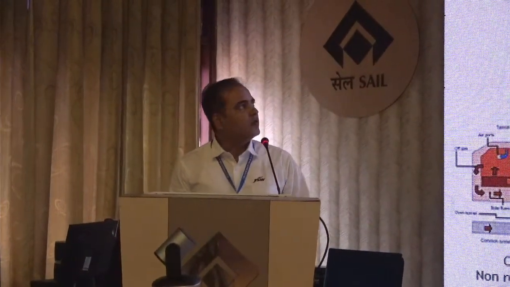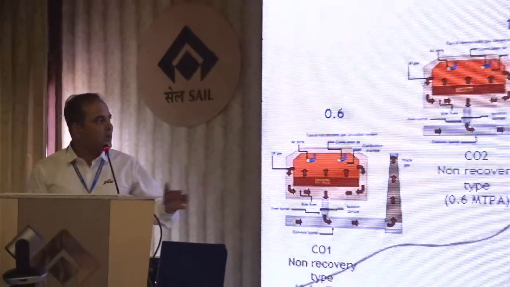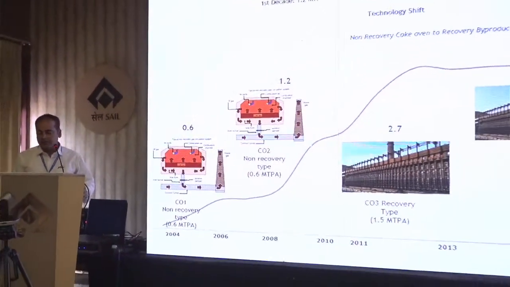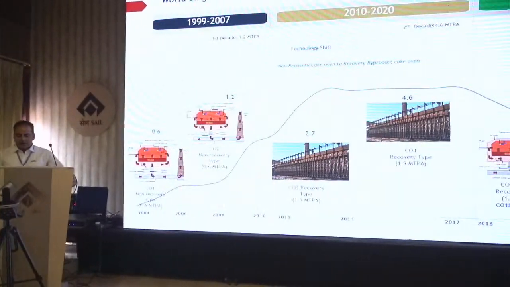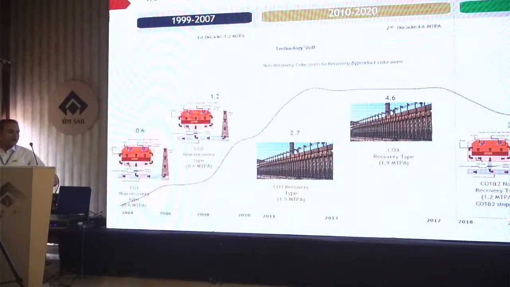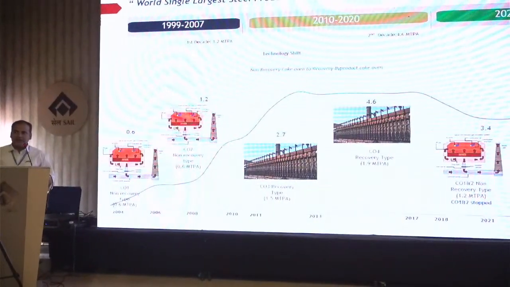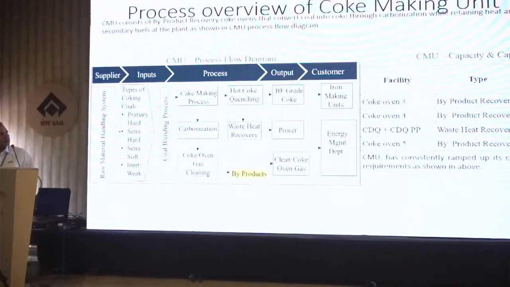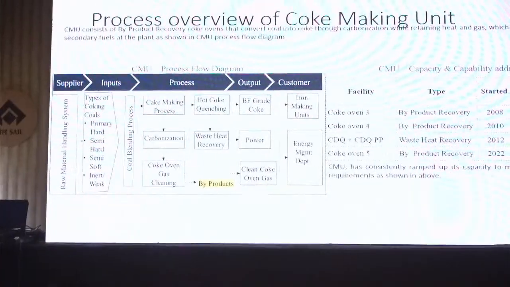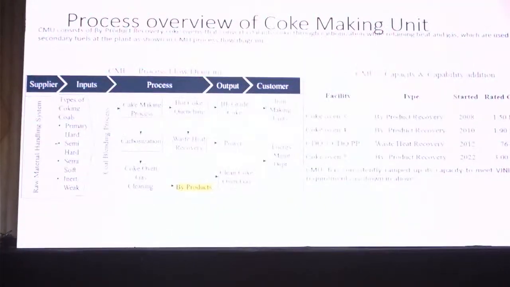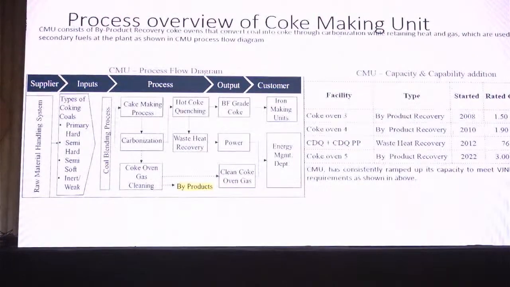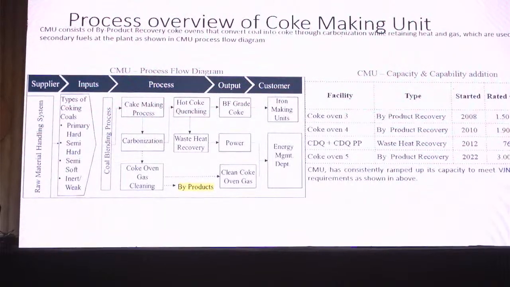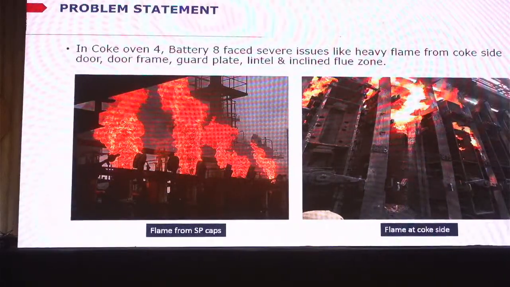So this is our overview of the Coke plant. Coke 1 and 2 are demolished, and Coke 3, 4 and 5 are in running condition. I belong to Coke 4, and Coke 4 consists of 4 batteries. Each battery has 72 ovens. So this is the process overview of the Coke making plant. Coke 4 has recovery and byproduct plants, and it started in 2010, with 1.91 metric tons per year.